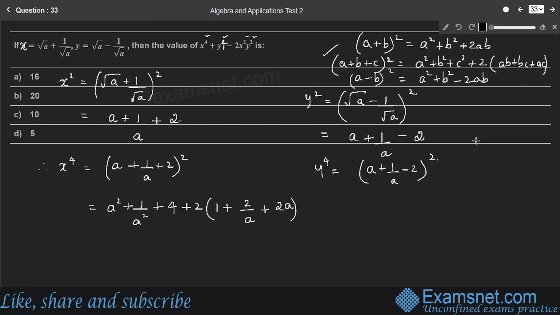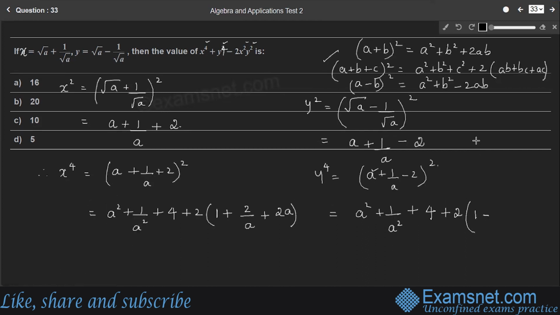Again, this is in the form of (a + b + c) the whole square, which is equal to a square plus b square, that is 1 by a square, plus c square. C square is (−2) the whole square, which is 4, right? So, plus 2 times: a into 1 by a becomes 1, plus bc. B is 1 by a into minus 2, therefore it becomes negative, so minus 2 by a, right? Plus ca becomes minus 2a.